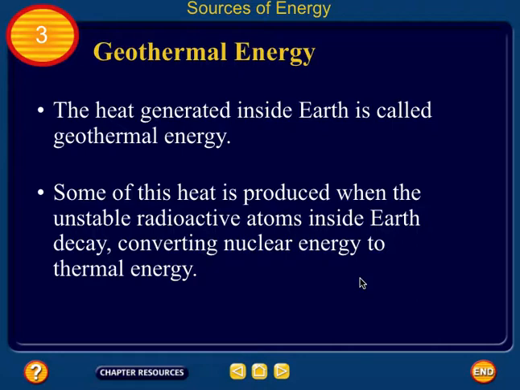Some of this heat is produced when unstable radioactive atoms inside Earth decay, converting nuclear energy to thermal energy. At some places deep within the Earth, the temperature is hot enough to melt rock. This molten rock, or magma, can rise up close to the surface through cracks in the crust. During a volcanic eruption, magma reaches the surface in other places. Magma gets close to the surface and heats the rock around it.